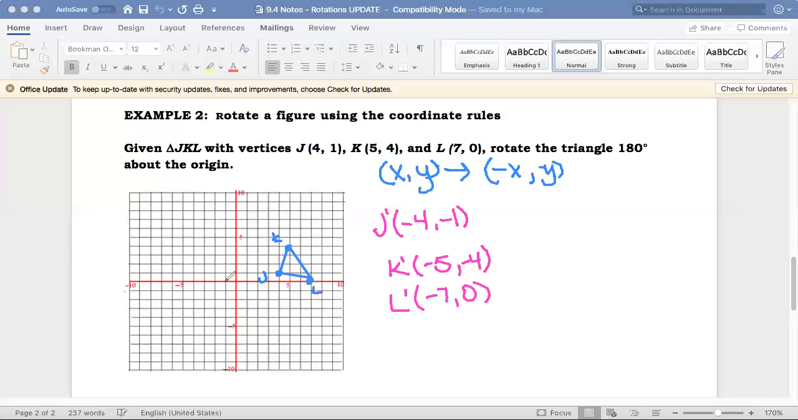So here we go. -4, -1. This here is going to be my new J. K was at -5, -4. So this here is going to be my new K. And then L was at -7, 0. And then I'm going to go ahead and connect all of those points. And there we have our rotation.